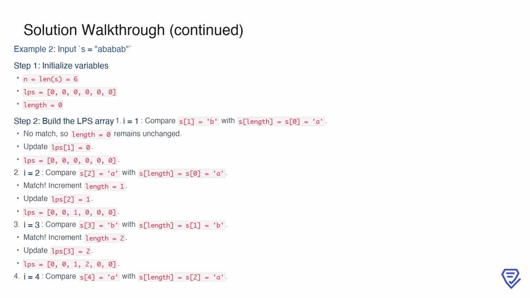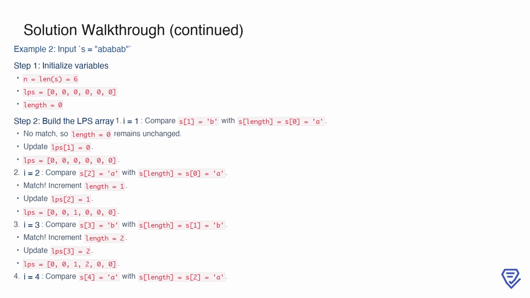Now, we examine the input string ababab. Once again, we start by initializing our variables. The length of the string, n, is 6. The LPS array is created as 0, 0, 0, 0, 0, 0, and length is set to 0. To build the LPS array, we begin comparing characters.